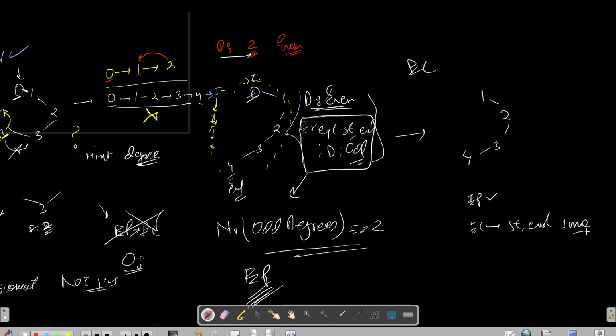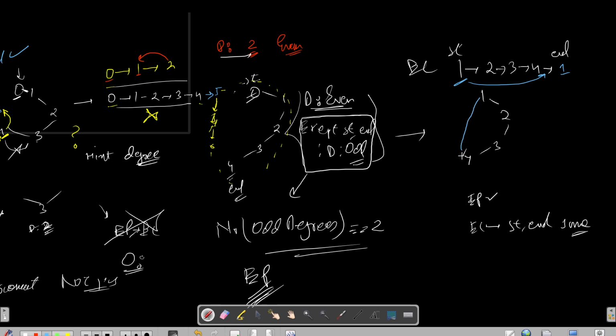And what is my current path? My current path is 1, 2, 3, 4. Now this is my start. What is my need? End should be the same, right? So I will copy the same start here at the end. So after 4, I'm visiting 1. So that means there should be an edge.